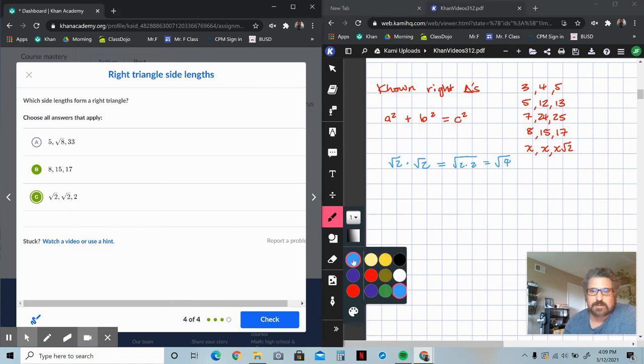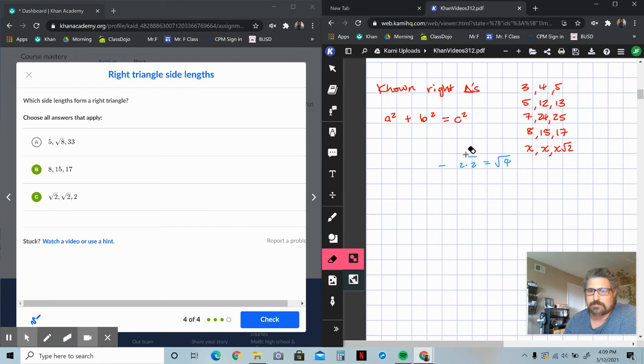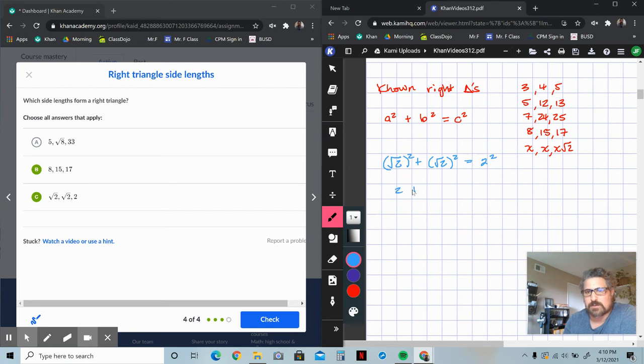I'm going to prove it to you guys the more traditional way, not just using the pattern here, because I think that's the way you probably would approach it. So if you did square root of 2 squared plus square root of 2 squared, you should get 2 squared. The square root of 2 squared is 2, and the square root of 2 squared is 2, and 2 to the second power is 4, so is 2 plus 2 equal to 4? Yes. So this one is a yes. So C, we can say, is successful. That is a right triangle.